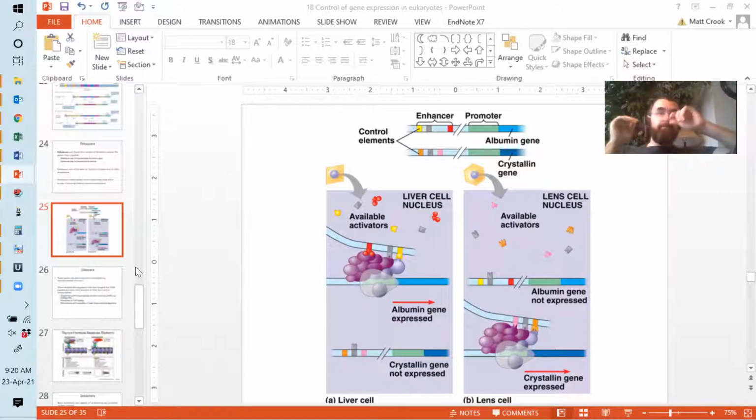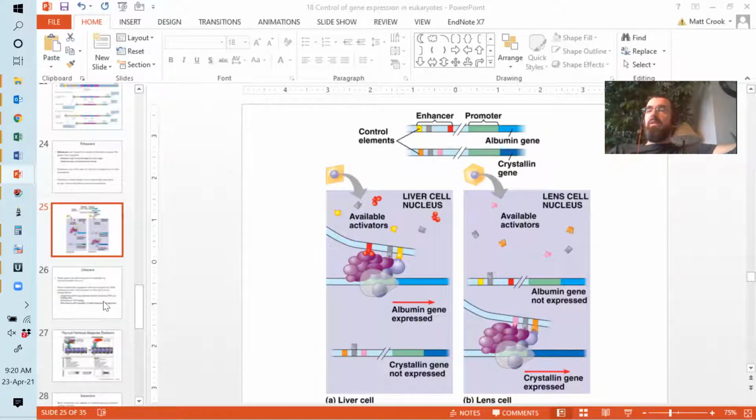All right. And here you can also quite nicely see the whole complex that forms, right? So this is RNA polymerase here, and these are all of the TATA binding proteins, the transcription factors, mediators, things like that.